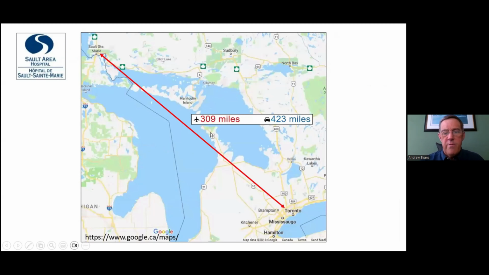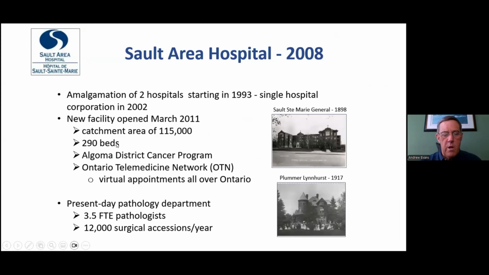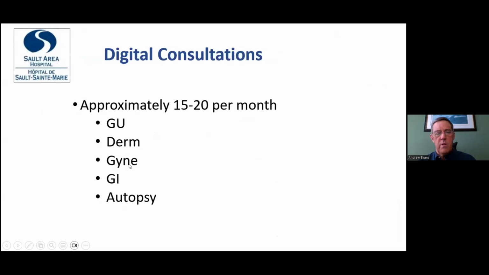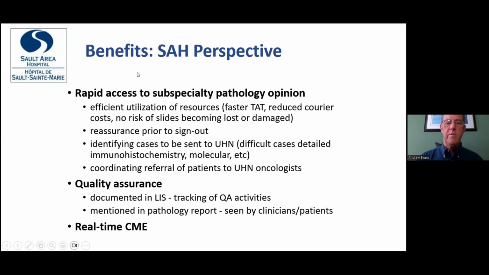Next one, Sioux area, 309 miles by air, 423 miles by road. This is a large community hospital, and we provided consultation support to the tune of roughly 15 to 20 cases per month in selected subspecialty areas where pathologists were willing to review digital consults. This was genitourinary pathology, derm, some gynae, GI pathology, and even some autopsy tissue sections as well. I should underscore that the Sioux area pathology program at the time was included in the same lab information system, which was Cerner Copath. So it was fully integrated from that perspective.